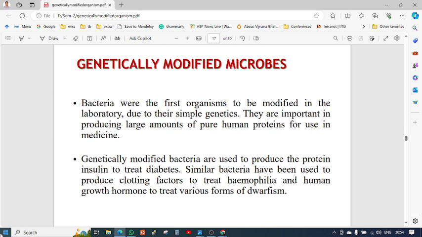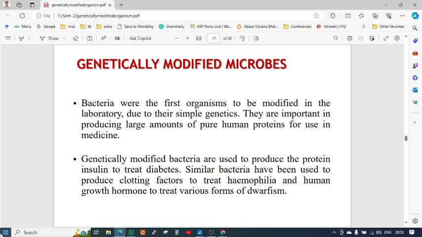Another is bacteria, which were the first organisms to be modified in the laboratory due to their simple genetics, and they are important for producing large amounts of pure human protein for use in medicines. Bacteria are the simplest organisms, so if the chromosome is simple, the modification process is also simple. As the complexity of the chromosomes increases, the GMO techniques also become more complex. So bacteria produce different types of proteins which can be utilized for the production of medicine.